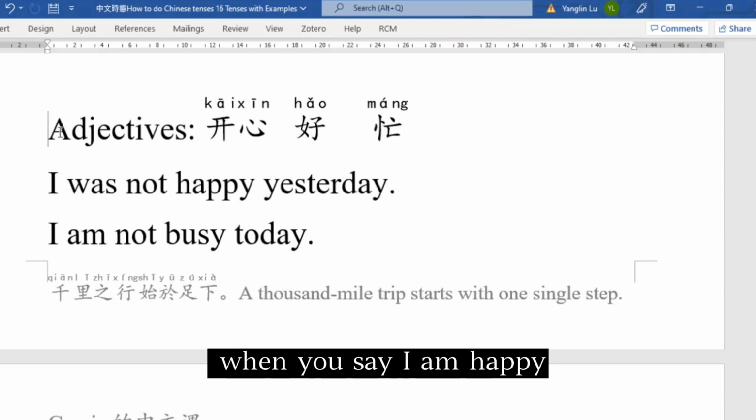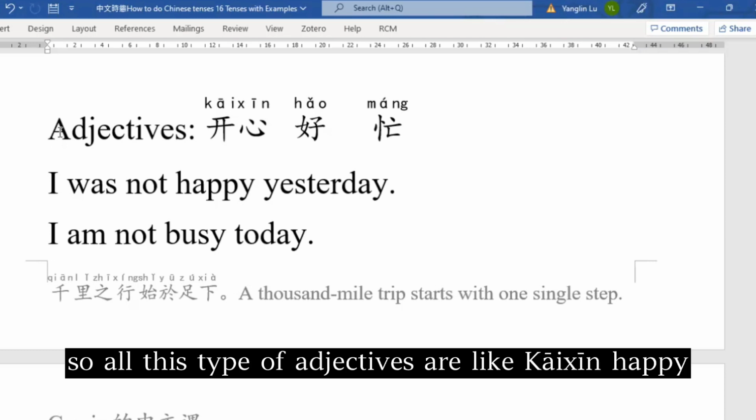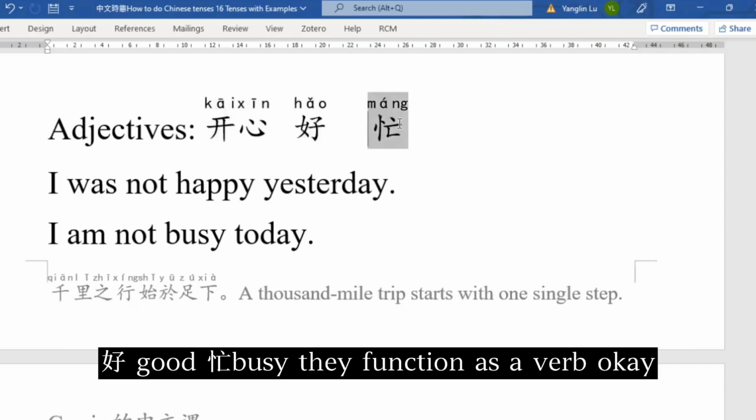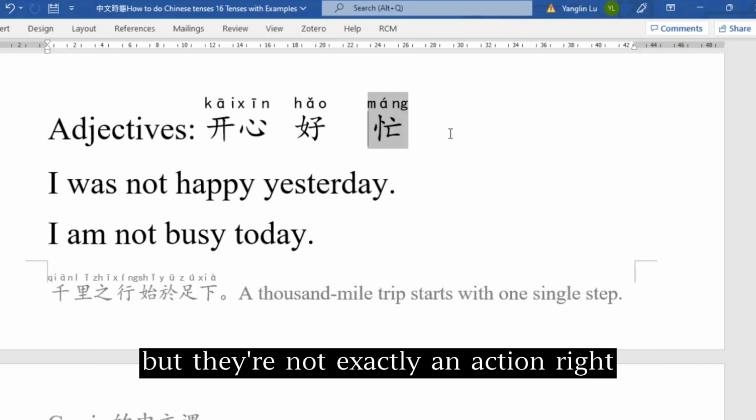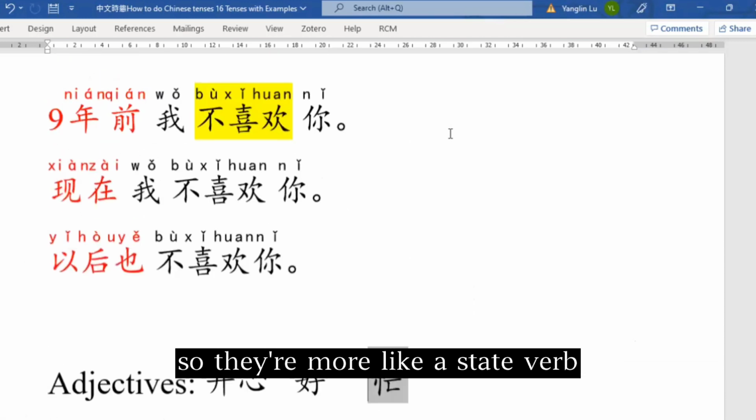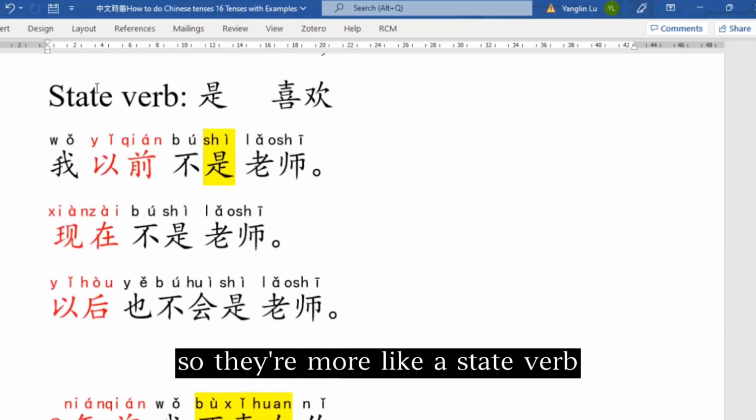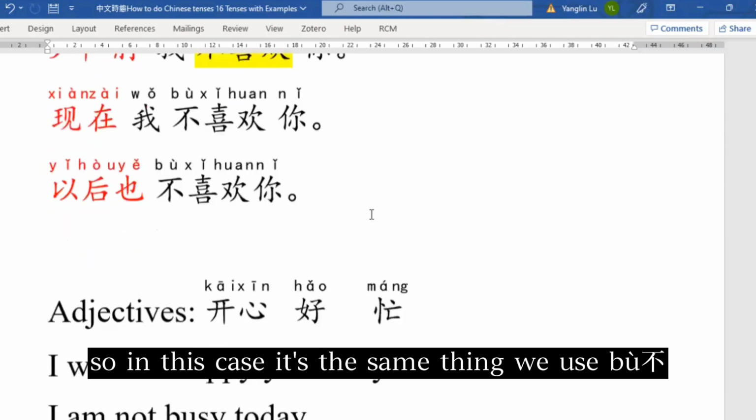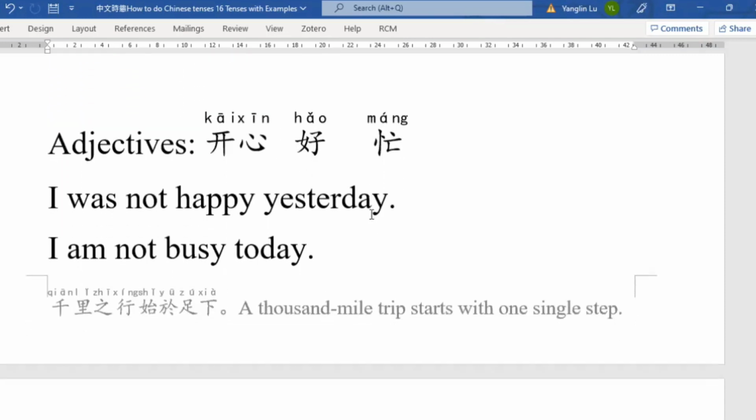Now let's see another kind of verb, or it functions as a verb. When you say, I am happy, you don't need the be, I am. You just say I, happy. So all this type of adjectives, like 开心, happy, 好, good, 忙, busy, they function as a verb. Okay, but they're not exactly an action, right? So they're more like a state verb. So in this case, it's the same thing. We use 不.